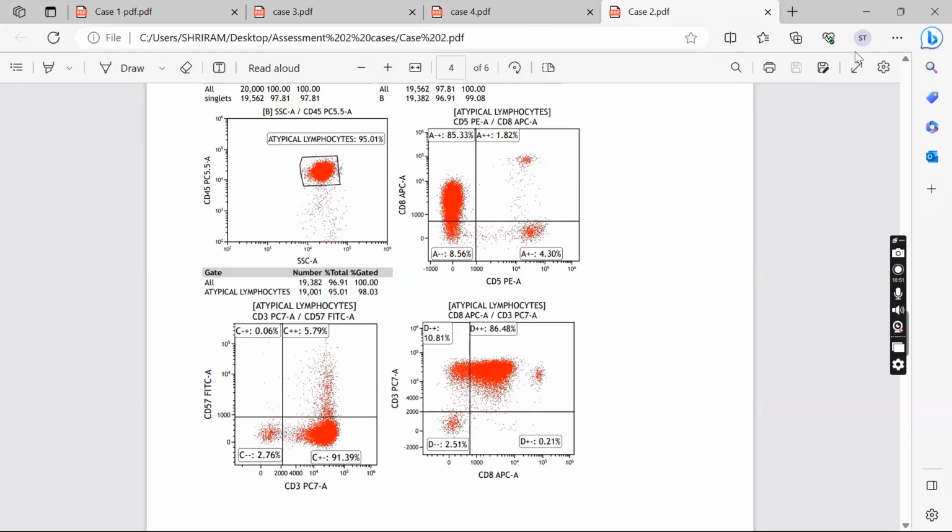So can we go for case 2? Any doubts with case 4?